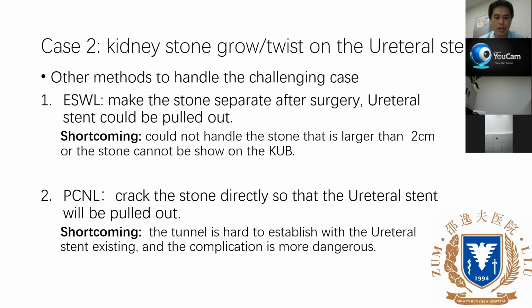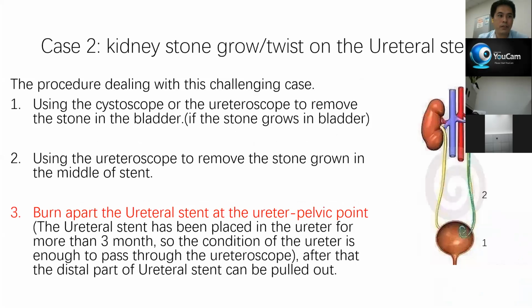The second way is to use the PCNL to directly crack the stone so that the ureteral stent will be pulled out. But as I mentioned before, the tunnel might be hard to establish due to the placement of the ureteral stent, and also the complications are more dangerous. So let's see the detailed procedure in dealing with these challenging cases.